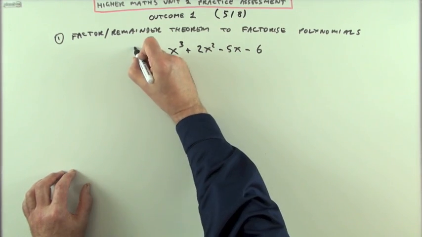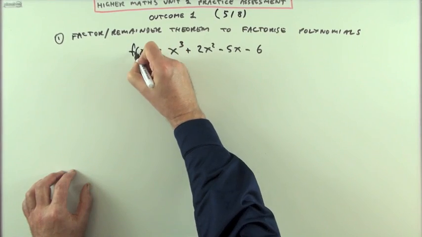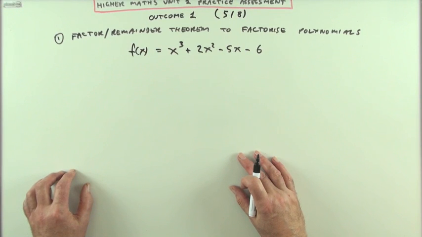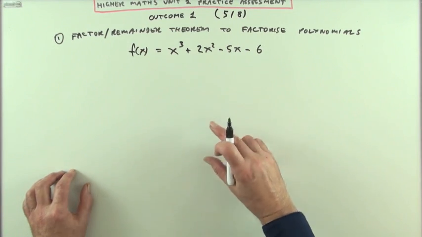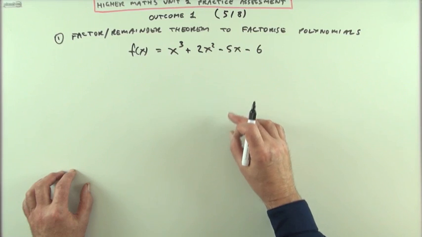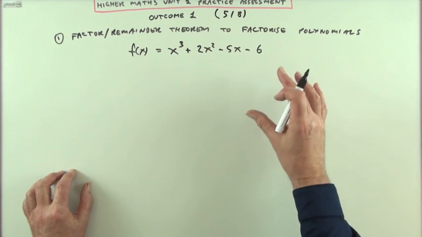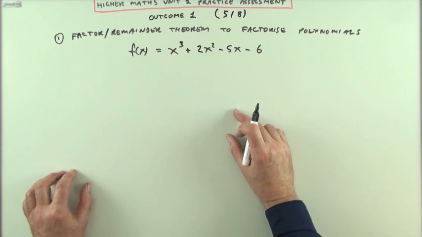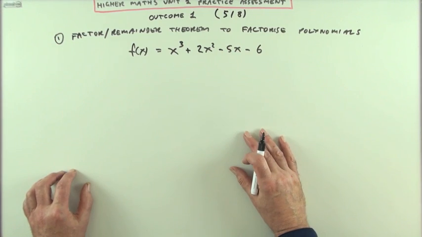Now, taking this as an example. There, some function of x is this polynomial of degree 3. What you're going to be required to do is factorise it given one of the factors, given a linear factor. Again, unlike in the exam, you won't be required to try and find that yourself. You'll be given one of the linear factors.